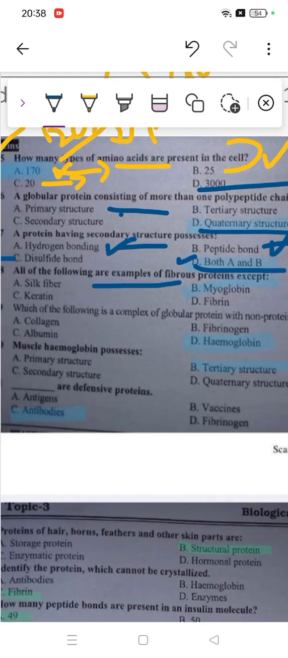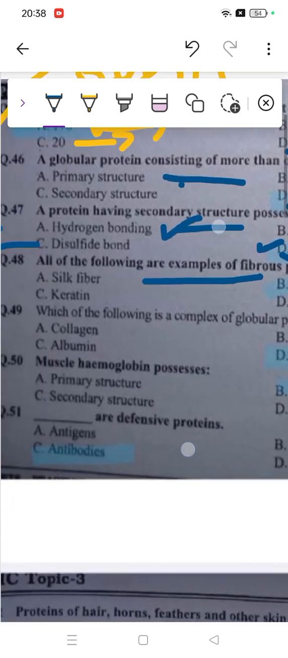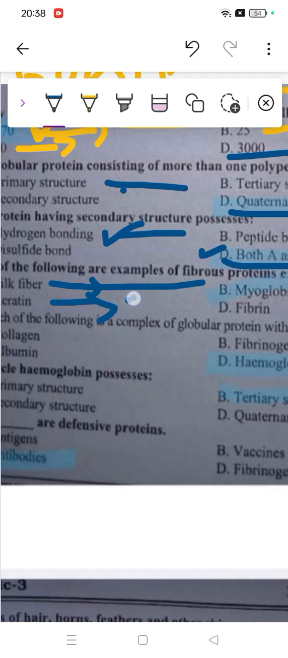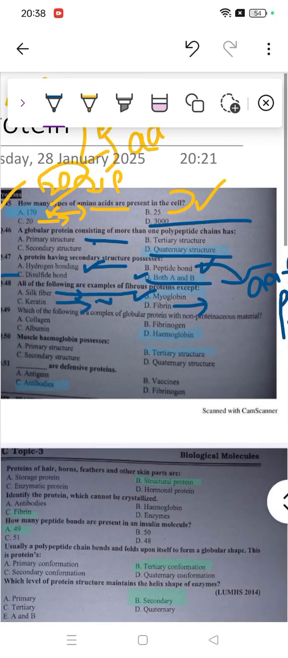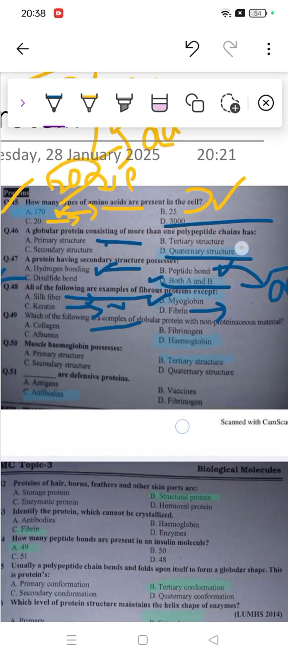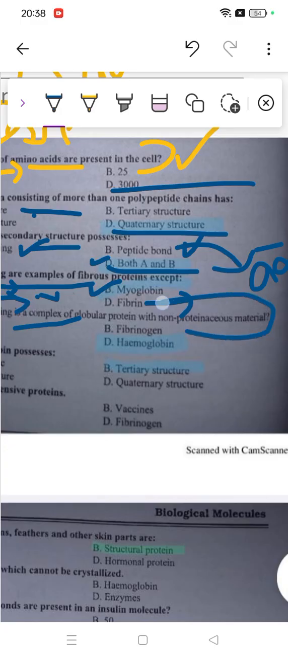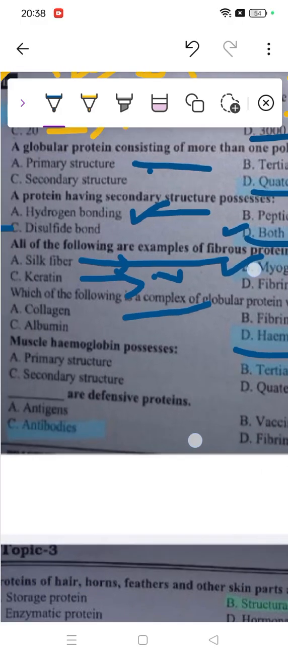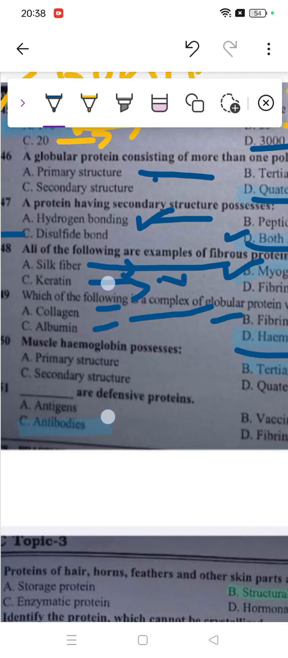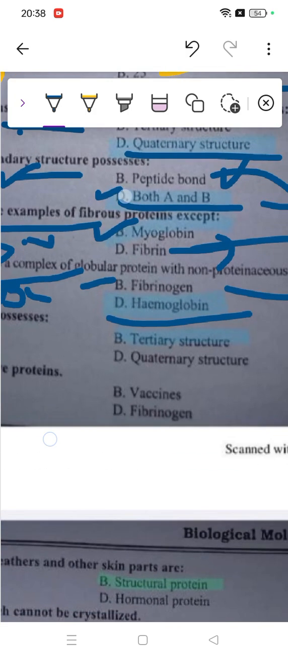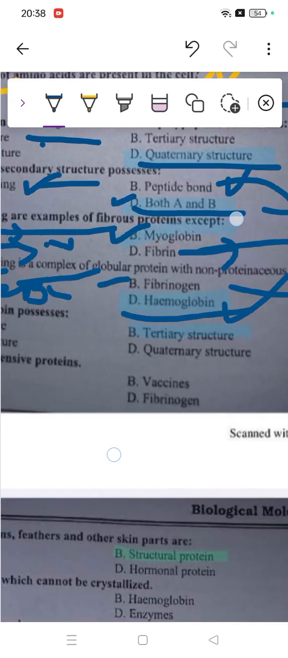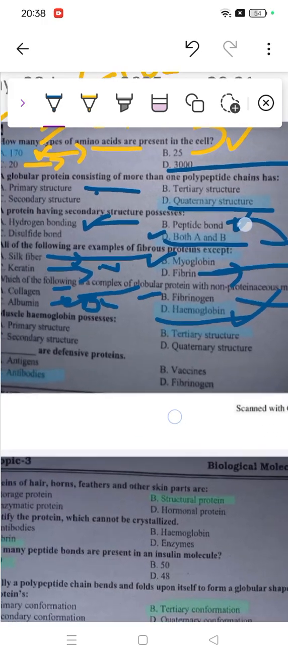All of the following are examples of fibrous protein except. So remember fibrous, like silk fiber, even the word fiber is there. So this means fibrous, thread-like structure. Keratin, which is present in our nails and our hairs, is a fibrous protein. Fibrin as well. However, myoglobin is not a fibrous protein. Which of the following is a complex globular protein with non-proteinous material? So non-proteinous, hemoglobin, while collagen and albumin are different. Altogether, I would say hemoglobin is a globular protein, but with non-proteinous material.